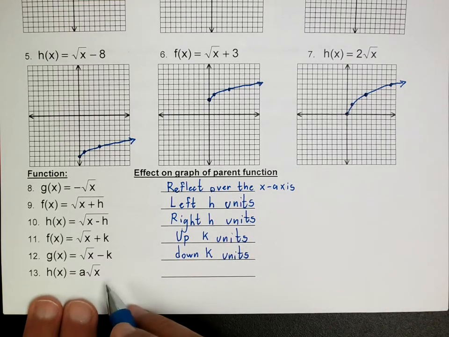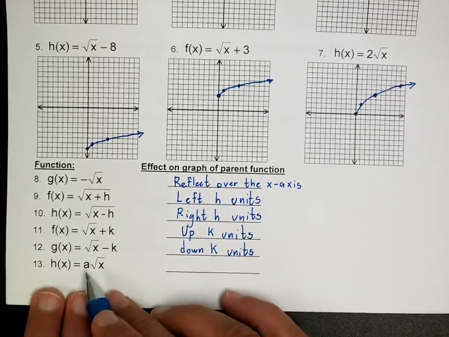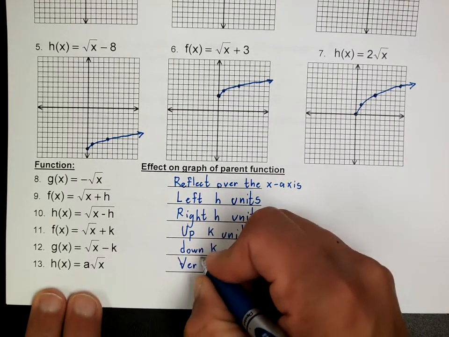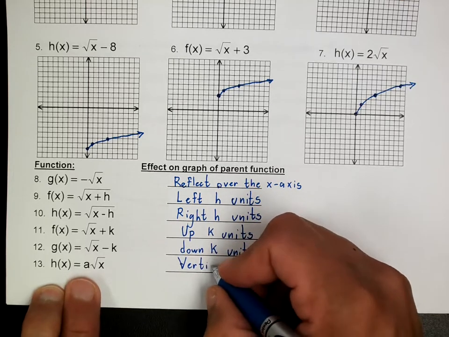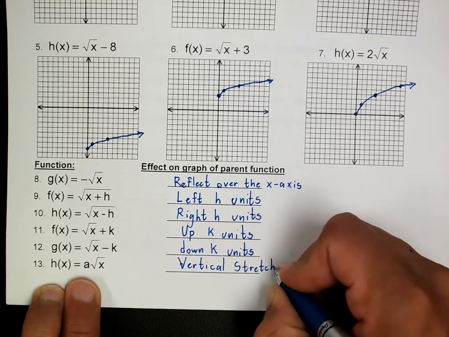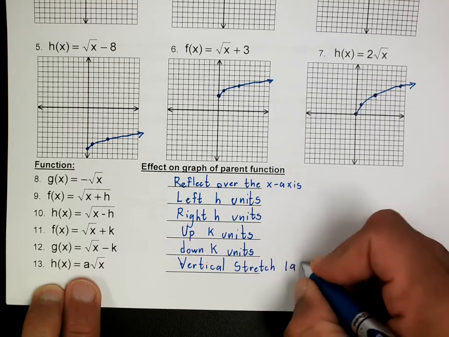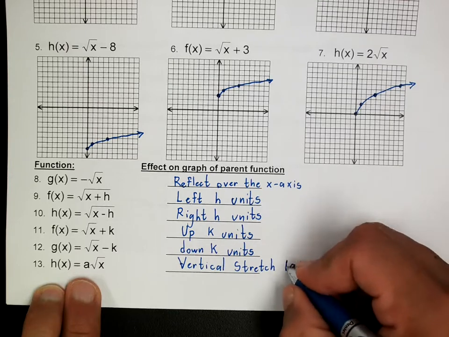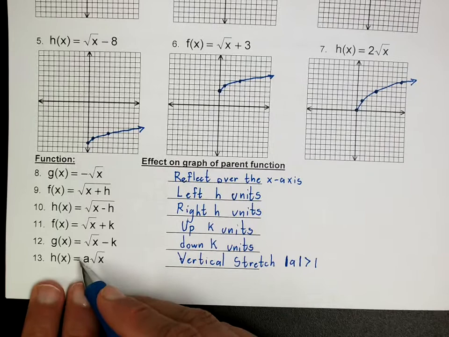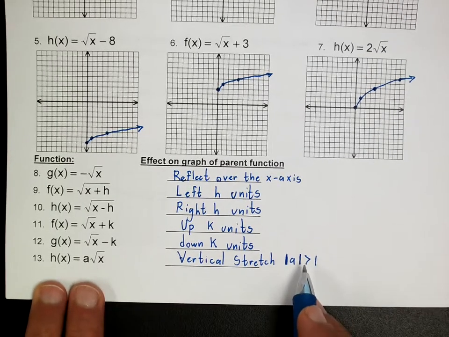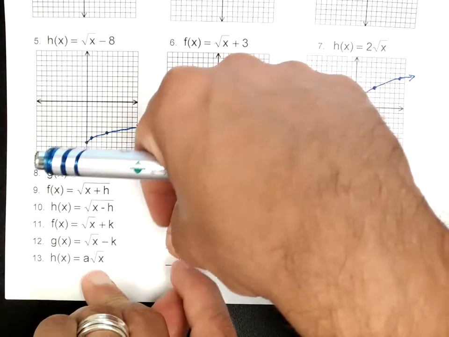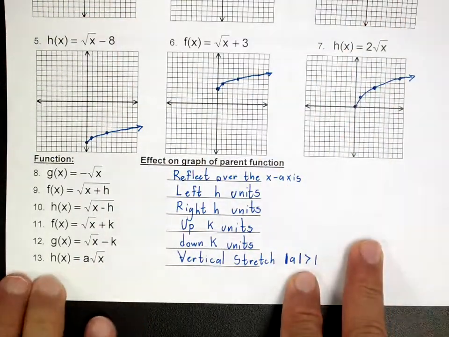And then finally, if you have a number, this a represents some number. If that number is greater than 1, then you're going to have a vertical stretch. Again, only if that number is greater than 1. Notice that I put the absolute value of a. So even if you have a negative 3, for example, the absolute value of negative 3 would be positive 3. So that's going to be a vertical stretch. It's almost like you're grabbing that graph and you're stretching it vertically. All right?